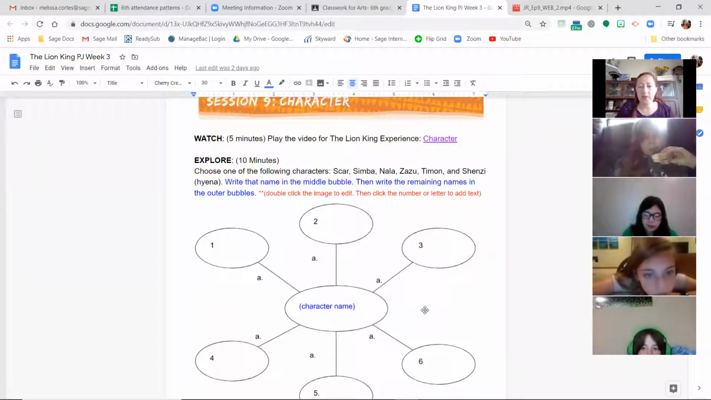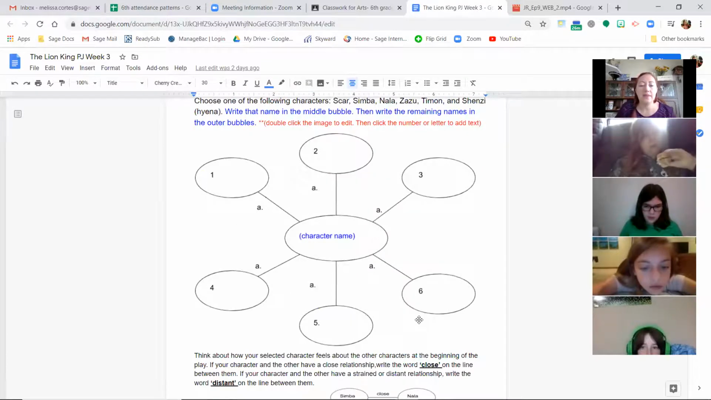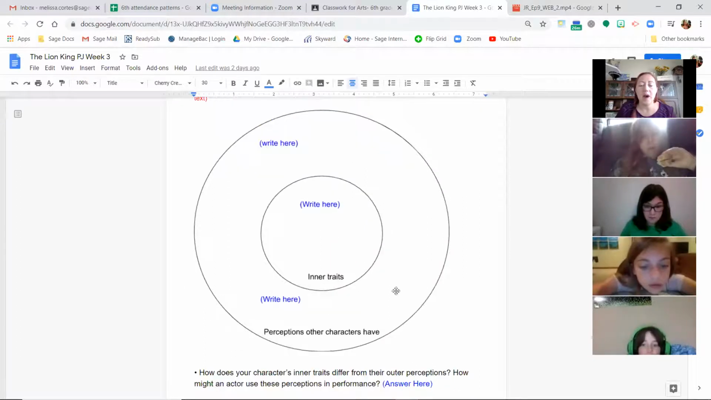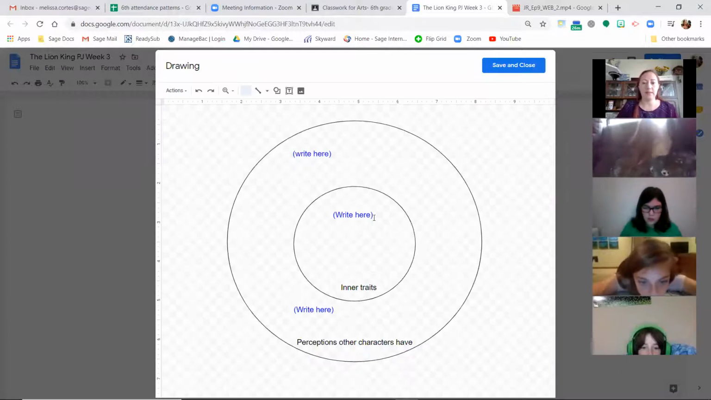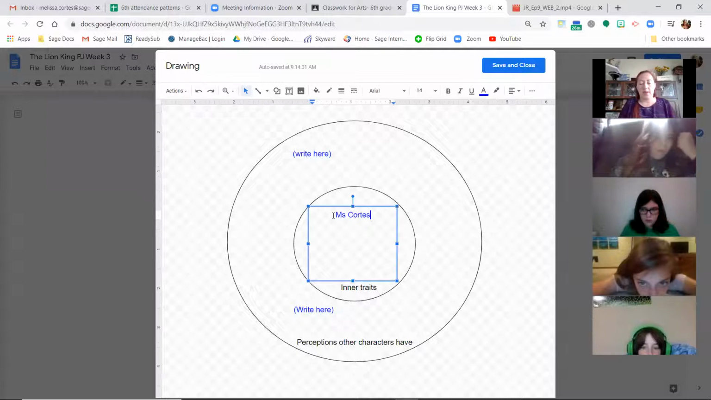That's really important to our performer because it helps them understand whether or not they like a character, how they interact with that character, and what they think of that character. And then in this section, it is all about how that character thinks of themselves, and the perceptions that other people have. So let's just do this with me for a second. We'll say that Miss Cortez is my character, the character that I'm trying to be.